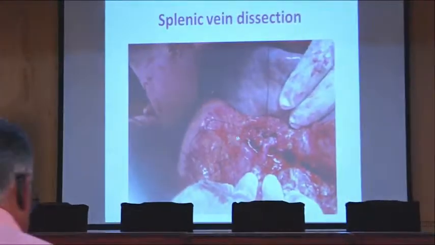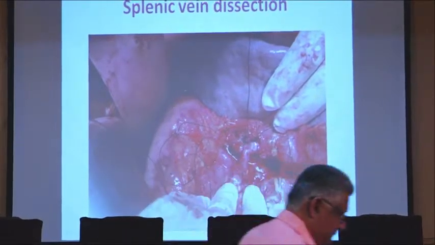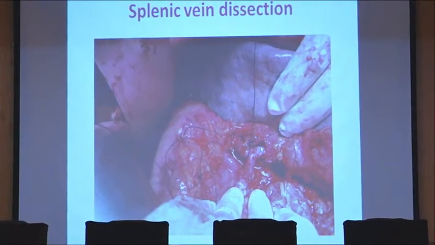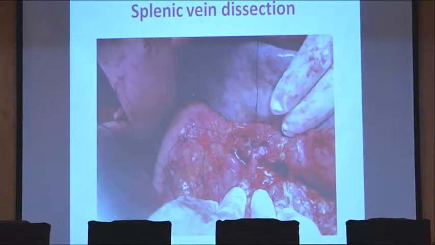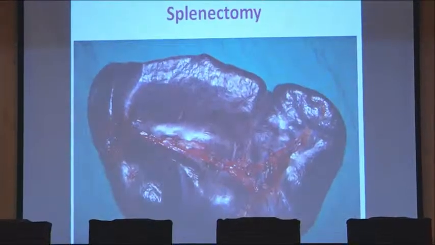And after that, splenic hilar dissection is initiated, and the splenic hilum along with the splenic vessels will be isolated and ligated. The spleen will be detached from its attachment to the retroperitoneum, colon and kidneys, and the splenectomy is completed.